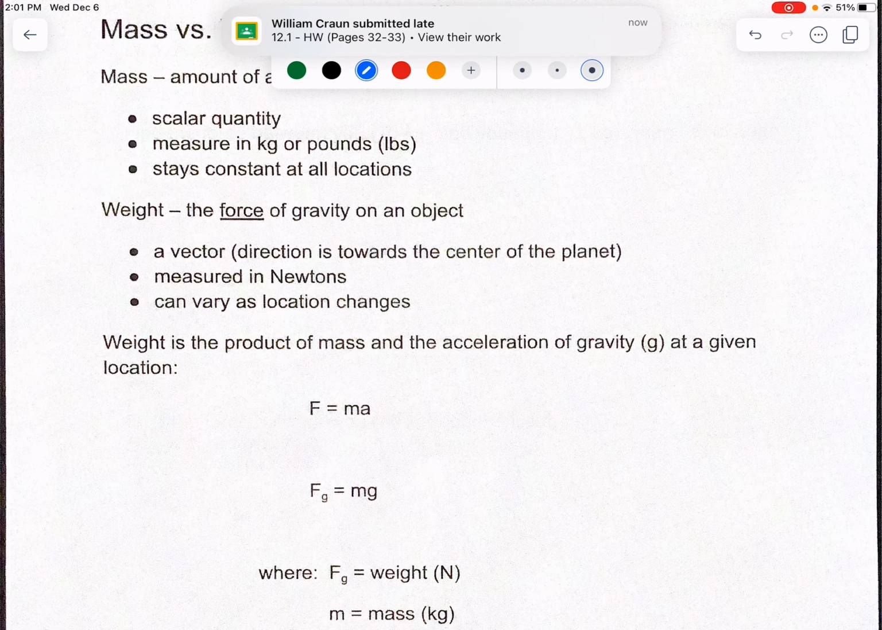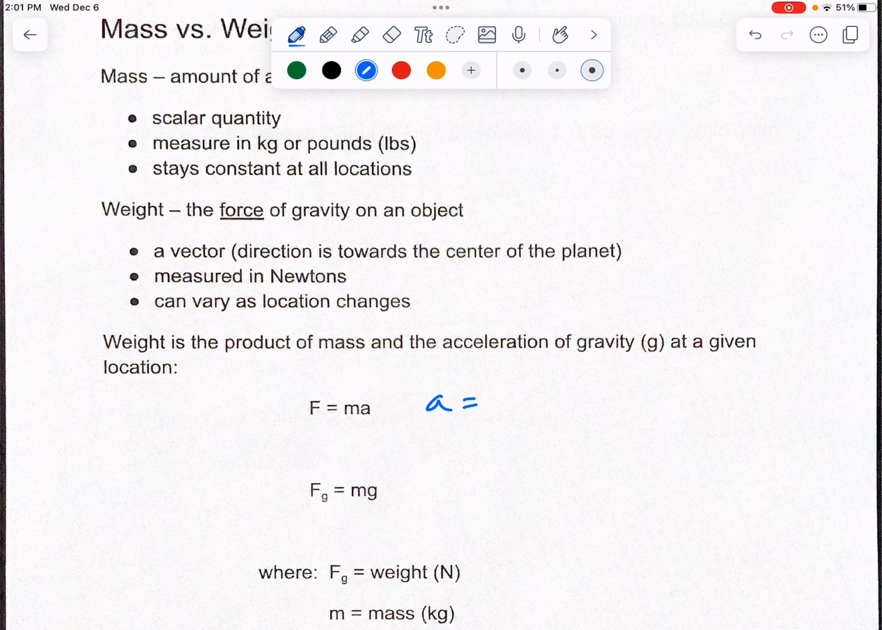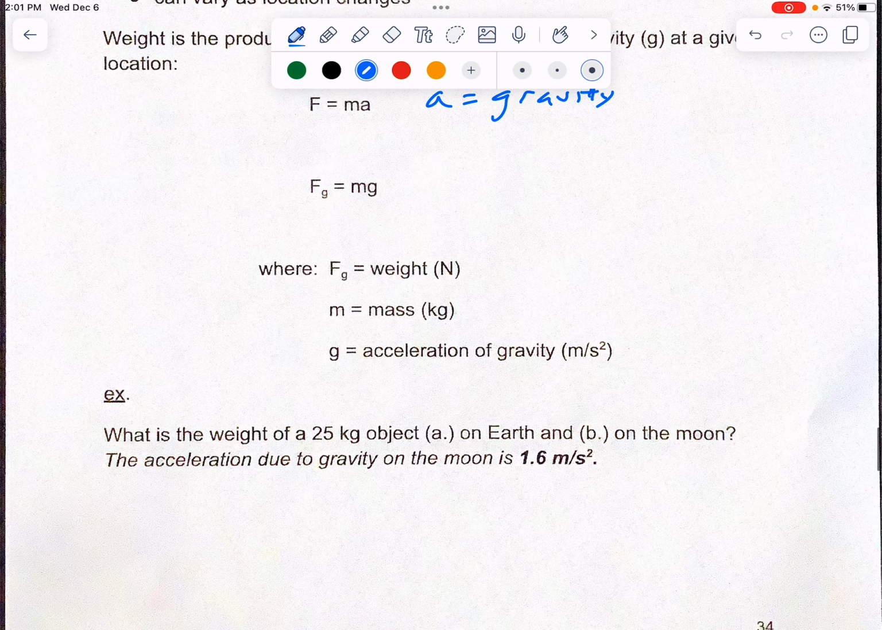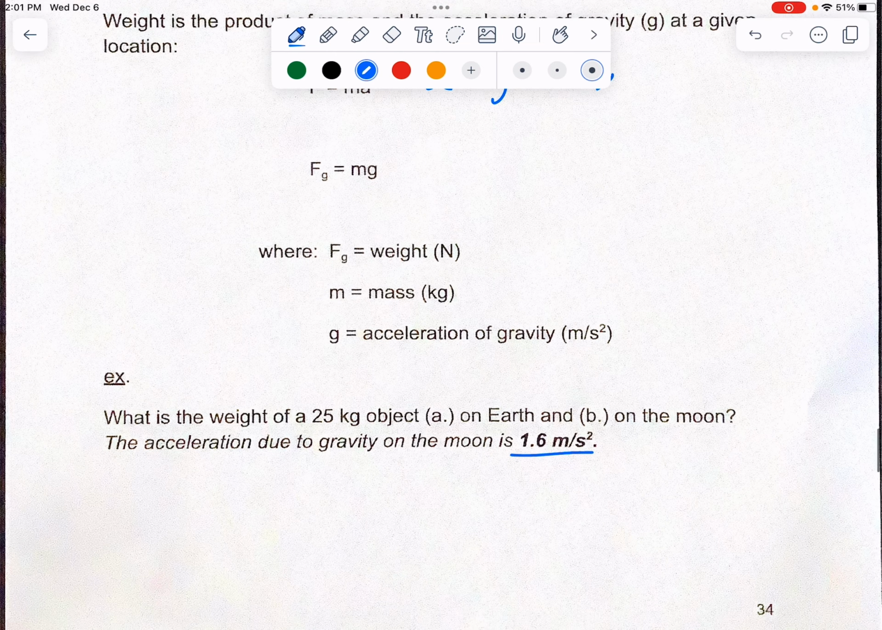So we talked about force equals mass times acceleration, where a equals gravity in that case. So that is what weight is. It's basically your mass times the factor of gravity. So what is the weight of a 25 kilogram object on Earth and on the moon? I gave you the gravity of the moon right there.